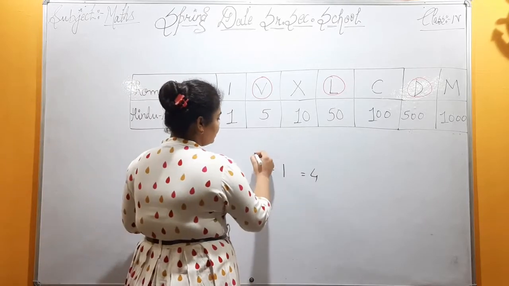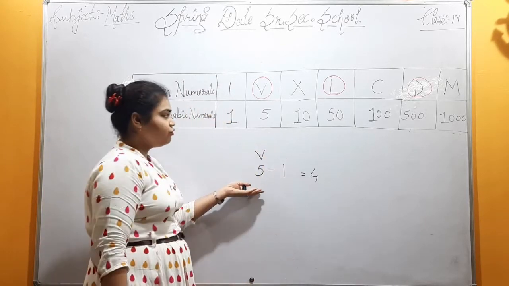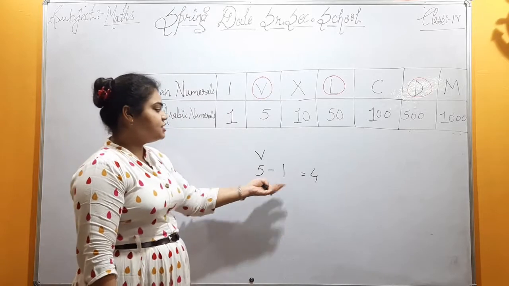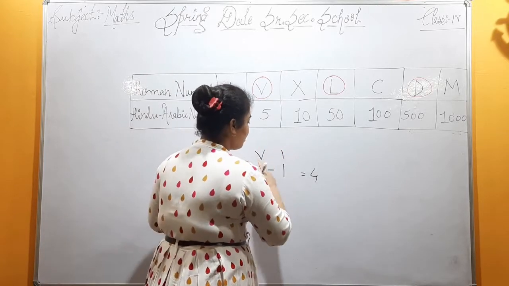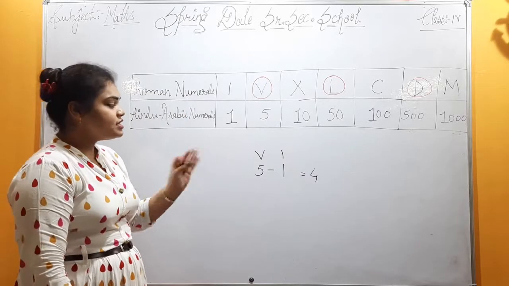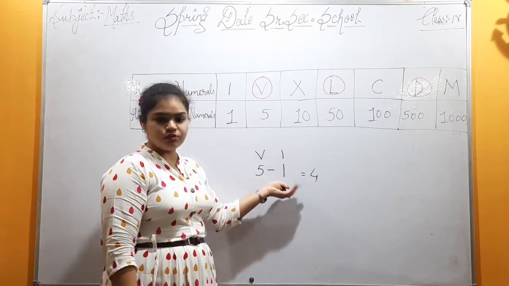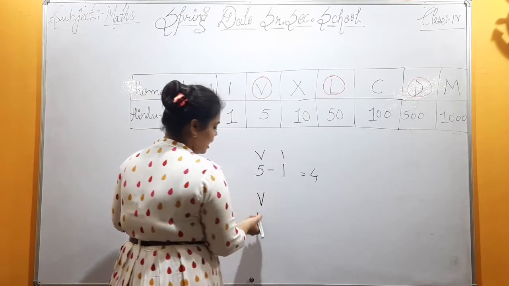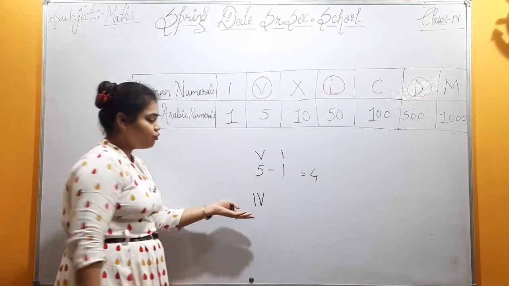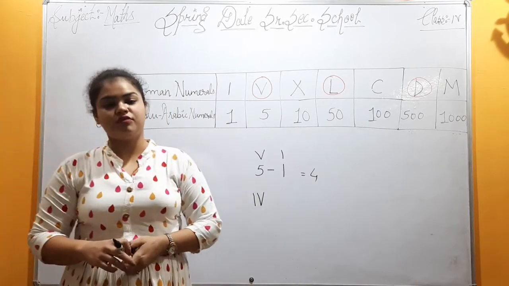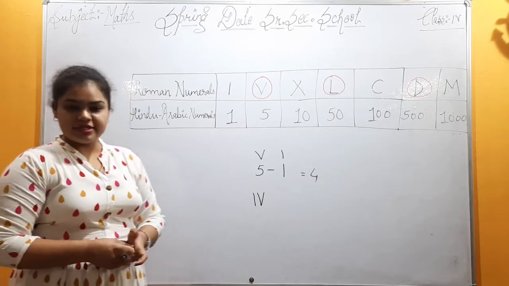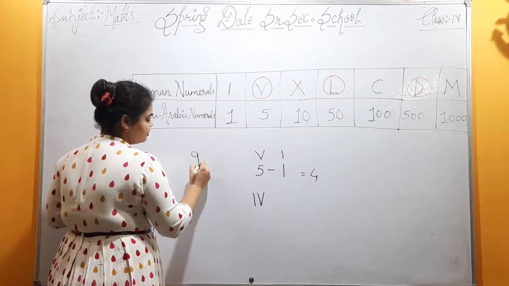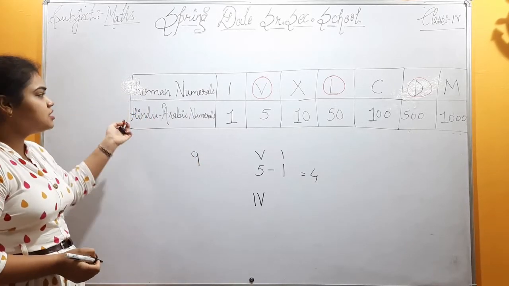Now what we will do, we will write here 5. How in Roman numerals can we write 5? That is V. And 1 is written as I. So we have to subtract this. How will we subtract? Like this, 5 minus 1? No. What we will do is just write first I and then V. So which number is formed? That is 4. Now taking one more example, how to make 9. How do we write 9 in Hindu Arabic? Like this. In Roman numerals, how do we write 9?